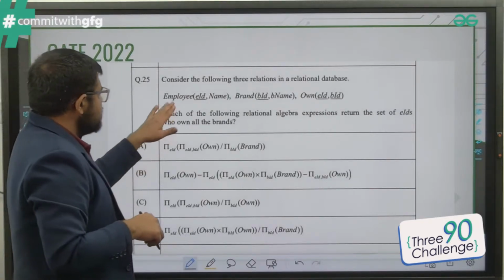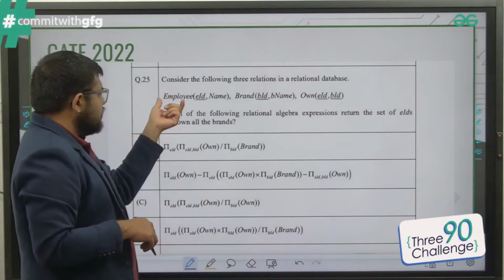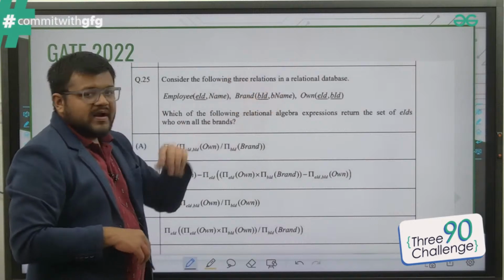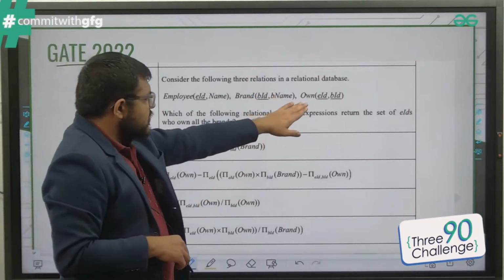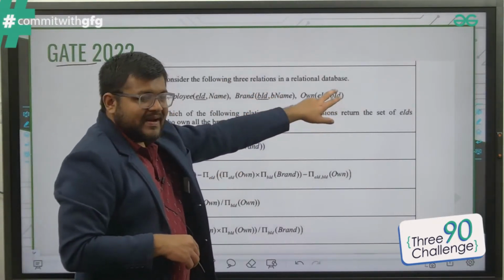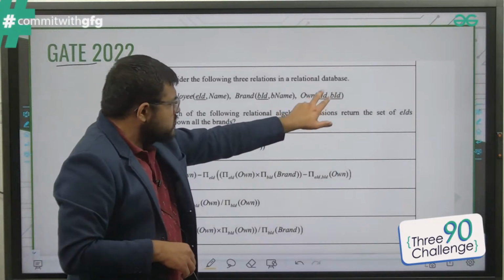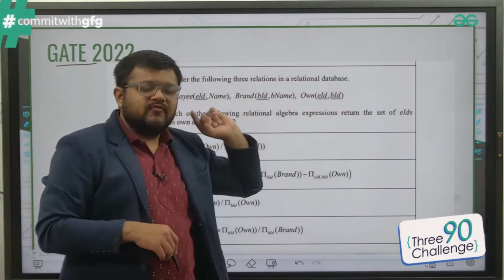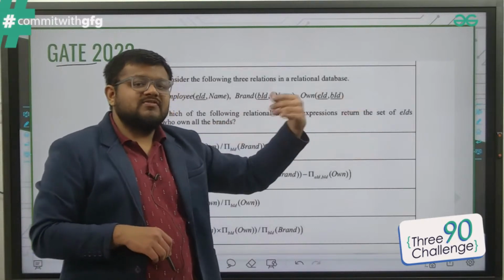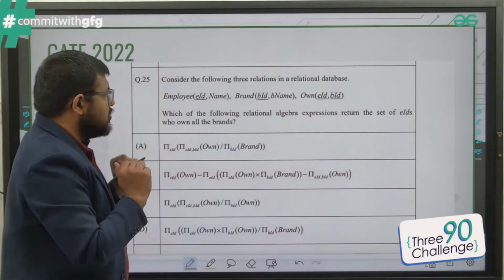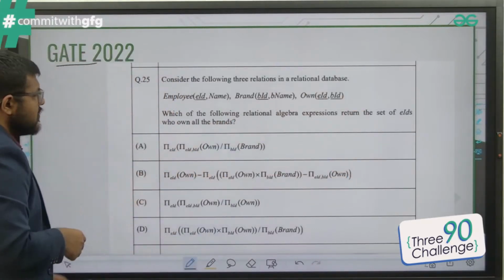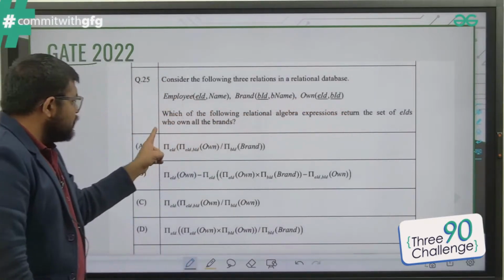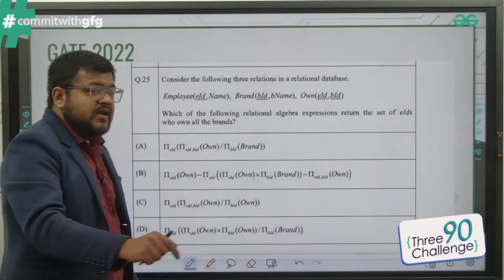See, this is the detail of employee where you have employee ID and name. You have brand details here where you have brand ID and brand name. You have one table own where you have employee ID and brand ID, meaning this employee owns this brand. And for one brand there can be multiple owners, and for one owner there might be multiple brands which he or she might be owning. There is no restriction given on that. Which of the following relational algebra expressions returns the set of employee IDs who own all the brands? Now, please be careful.